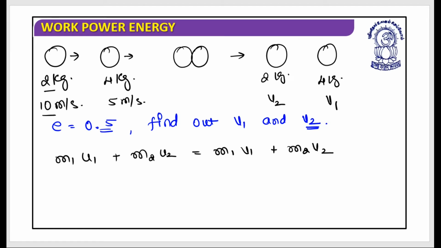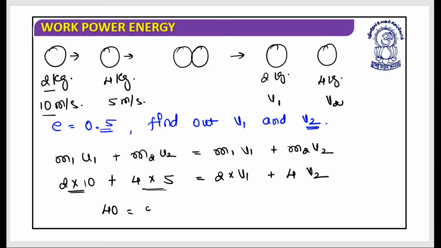So m1 u1 is 2 into 10 plus 4 into 5. That should be equal to 2 into v1 plus 4 into v2. Here this is v1 and this is v2. I hope this is clear. So 2 tens are 20, 4 fives are 20. It's 20 plus 20, 40, equals 2 into v1 plus 4 into v2. This is relation number 1.